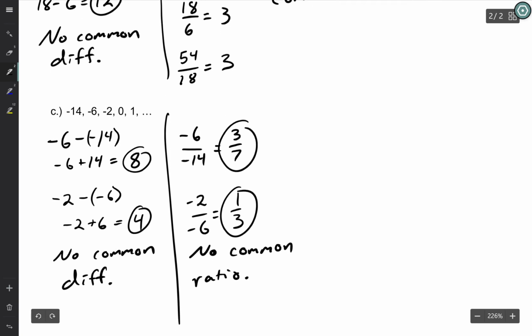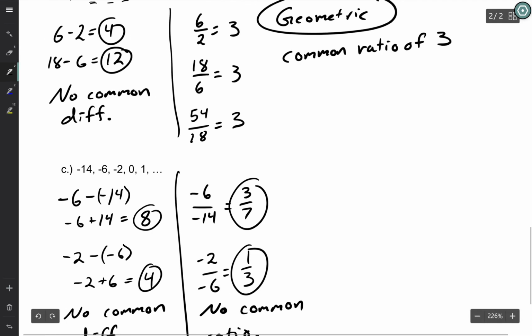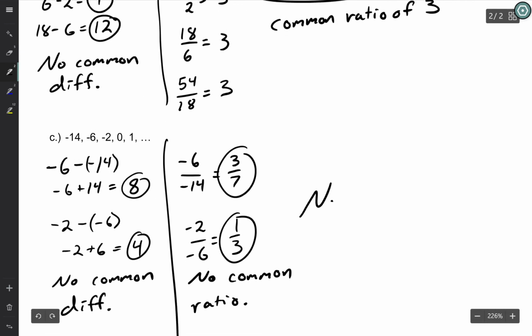Okay, if there's no common difference and no common ratio, it means it's not geometric and it's not arithmetic. So let's write neither.